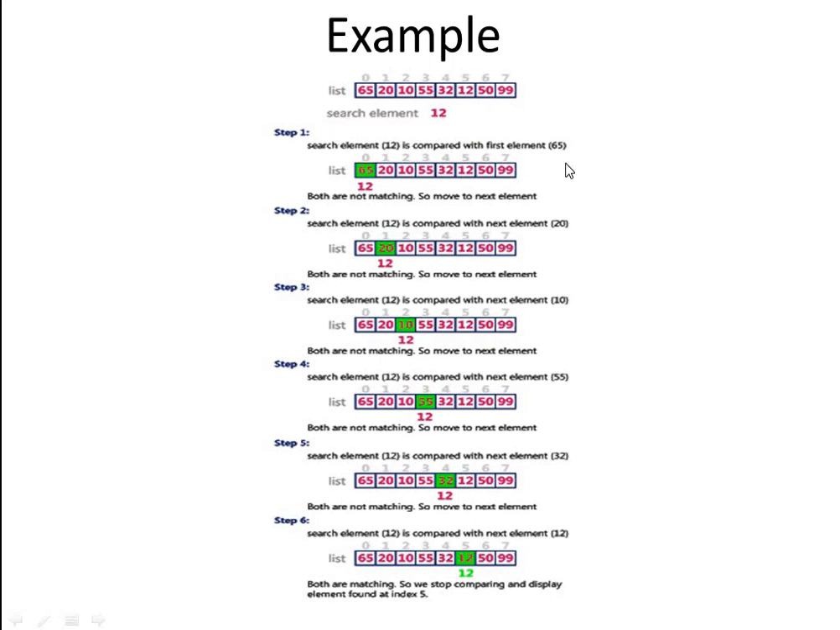So we will understand the linear search from this example. We can compare this example with the previous flowchart. So this is about the linear search flowchart, its algorithm and its example.